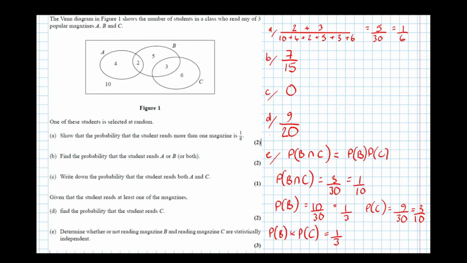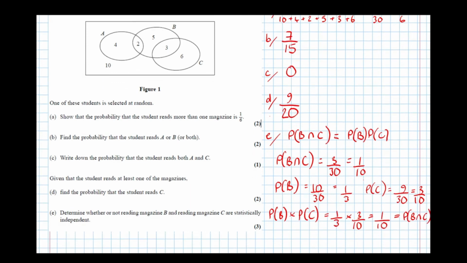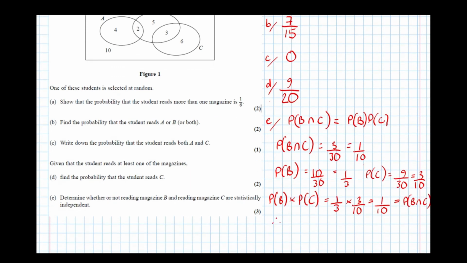So probability of B times the probability of C equals 1/3 times 3/10 equals 1/10, which is equal to the probability of B intersection C. Therefore, B and C are statistically independent. And that's the question done.